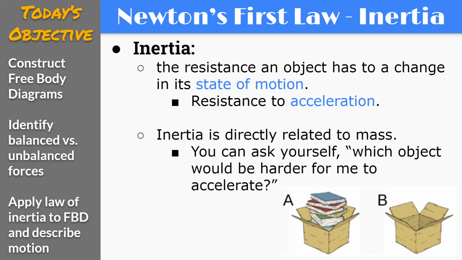It is directly related to mass. Its resistance to acceleration is directly related to its mass. Its inertia is directly related to its mass. A has more inertia because A has more mass and therefore has a greater tendency to resist acceleration. It's harder to make it accelerate, to change its state of motion. So again, inertia, the resistance an object has to a change in its state of motion. Changes in state of motion would be changes in velocity, which means that you could summarize it as resistance to acceleration.